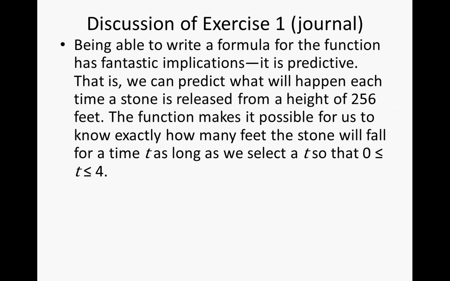Alright, let's go ahead and discuss exercise 1 using your journal to take notes. Being able to write a function or a formula for the function has fantastic implications. It is predictive. That is, we can predict what will happen each time a stone is released from a height of 256 feet. The function makes it possible for us to know exactly how many feet the stone will fall for a time t as long as we select a t so that t is greater than or equal to 0 and less than or equal to 4.